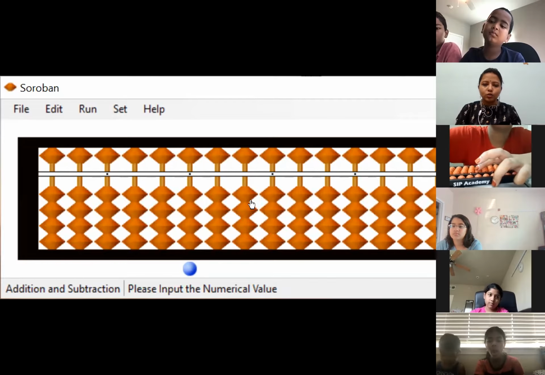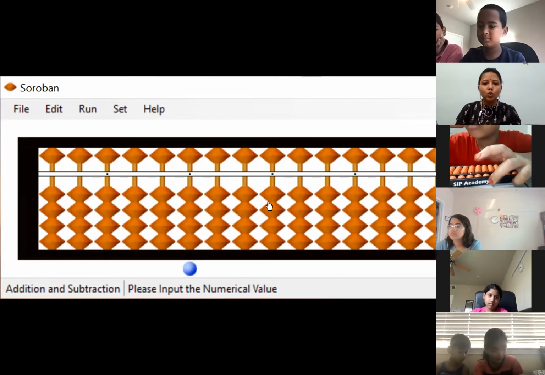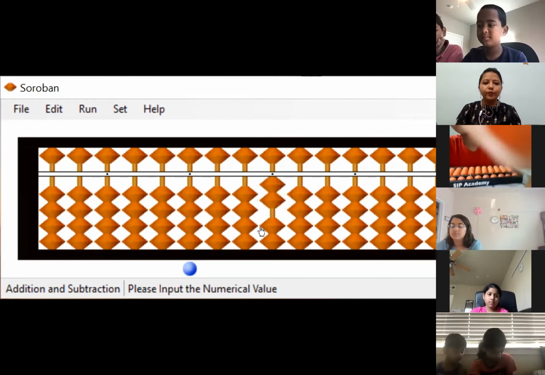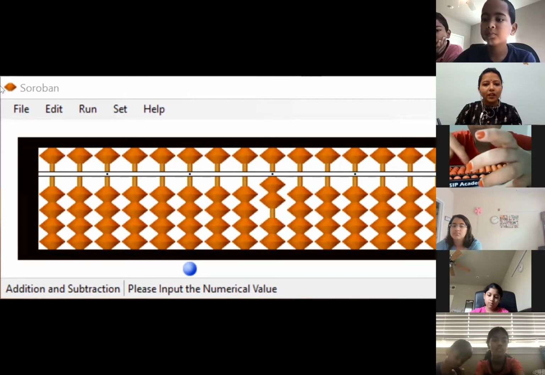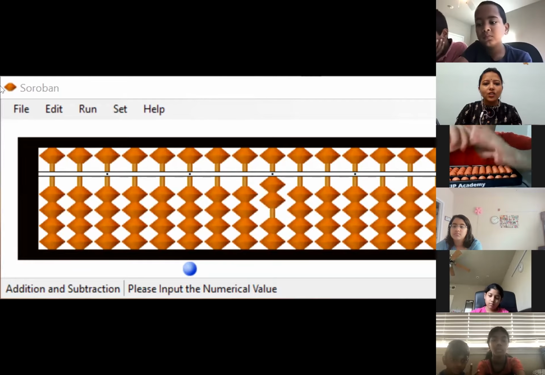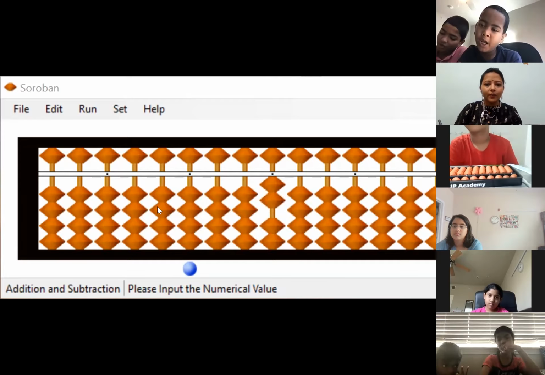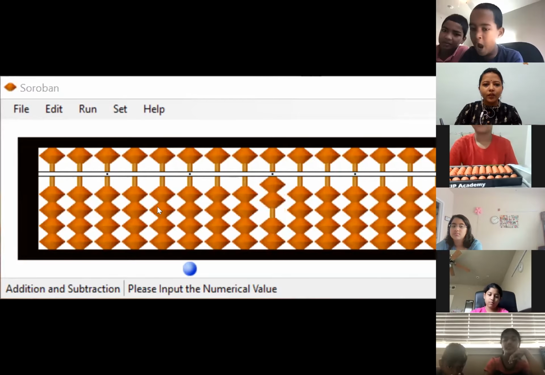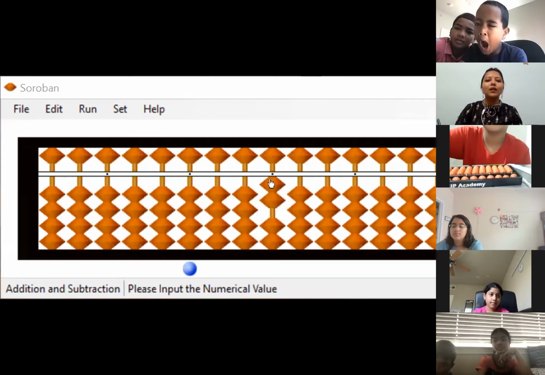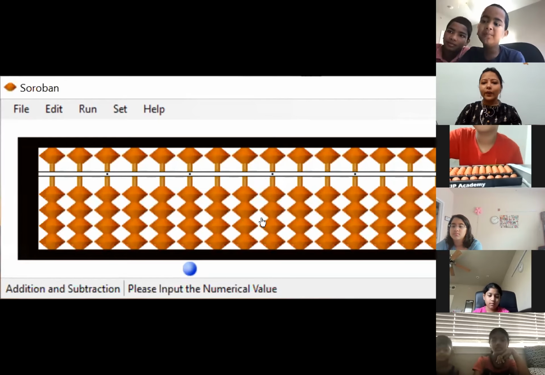Now I'm telling you that also. Suppose 2 plus 2 minus 3 plus 1. What is the answer? Answer is 2. Okay. So for addition, we bring the beads, and for subtraction, we remove the beads. You know this thing? Yes, ma'am. Okay, now let's start doing questions.